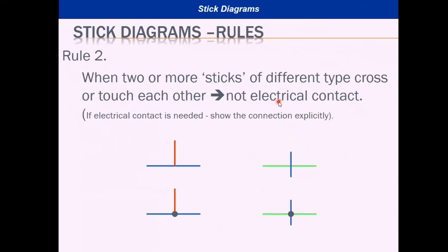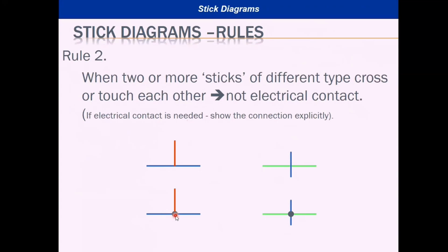Another rule is when two or more sticks of different types cross each other, it is not an electrical contact. That is, in the first diagram, the horizontal line is of blue metal and the vertical one is red polysilicon. It is crossing, but it just crosses, which doesn't indicate there is a contact between metal and polysilicon. In the second diagram also, N diffusion and metal are crossing, but it doesn't indicate there is an electrical contact. If electrical contact is required, we have to indicate the connection explicitly. It is shown in the bottom two figures.